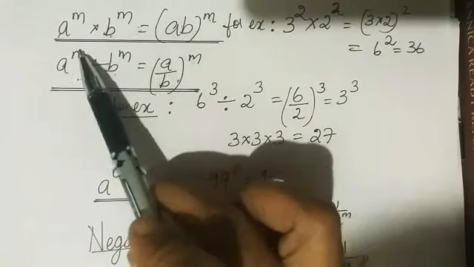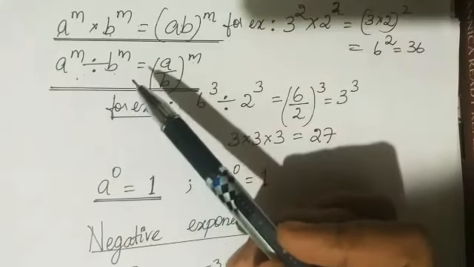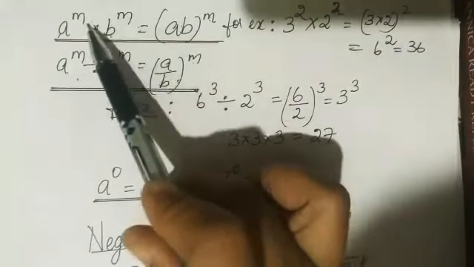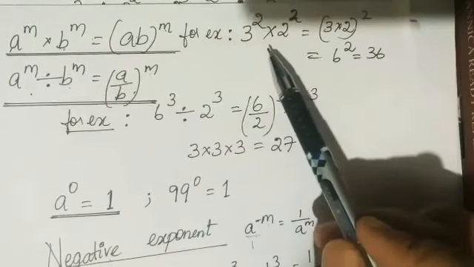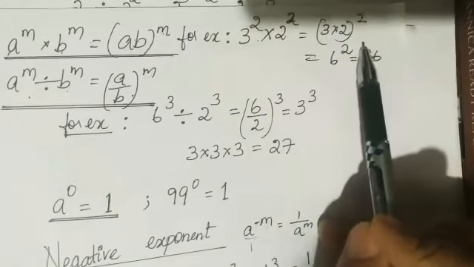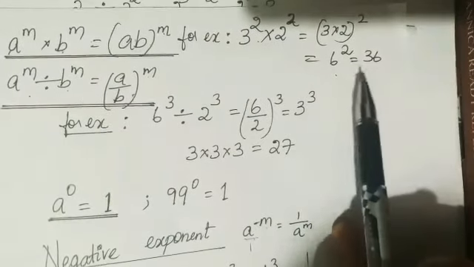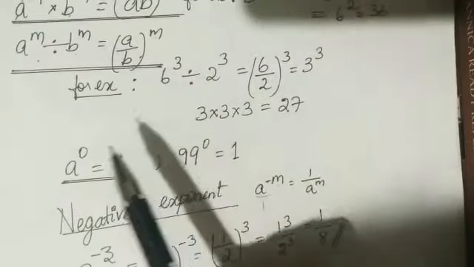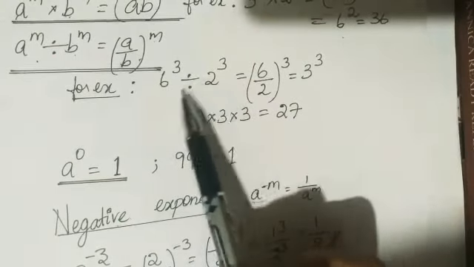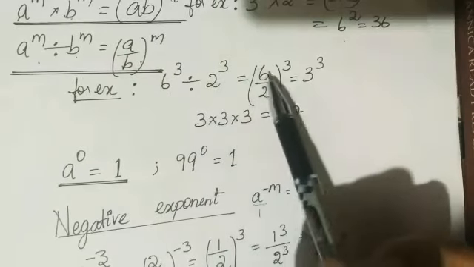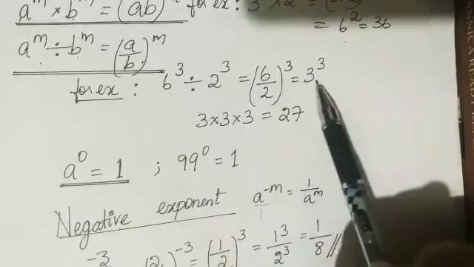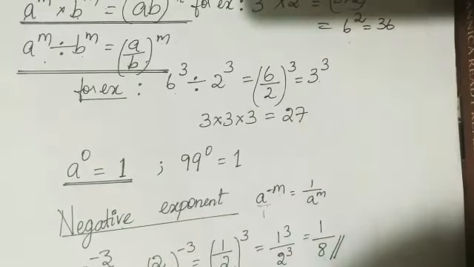In the earlier cases we saw the bases were the same. Here the bases are different and the powers are the same. For example, it is 3 into 2, whole raised to the power 2, which is 6 raised to the power 2, which is 36. Similarly, 6 cube divided by 2 cube: the bases are different, powers are the same. You can divide first, 6 by 2, whole raised to the power 3, which gives 3 cube or 27.